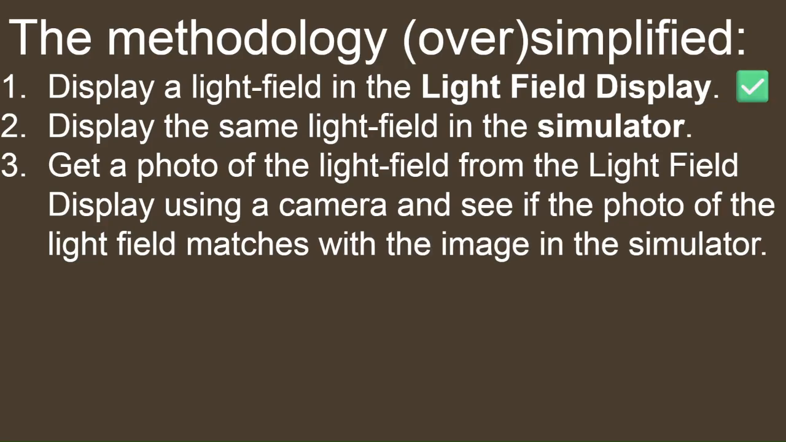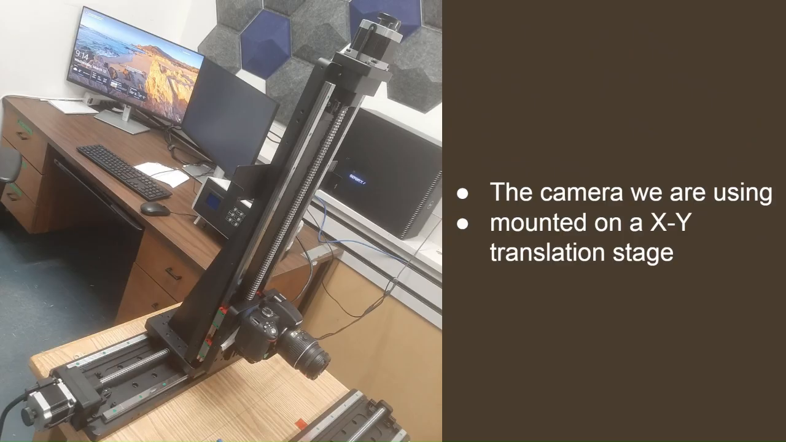Next step, display the same light field in the simulator. Now, as I said, I didn't make the simulator. The simulator was made by the VAC lab way before I started my honors thesis, and it came with instructions on how to run it, and displaying a light field in the simulator was part of how to run the simulator. So we can consider this done too. Now coming to the third step: get a photo of the light field from the light field display using a camera. Is that going to be a challenge, or will we not be able to get a photo of the light field display using a camera? I hope not. That's probably not the challenge, because we have a camera. We just need to take a photo of that.